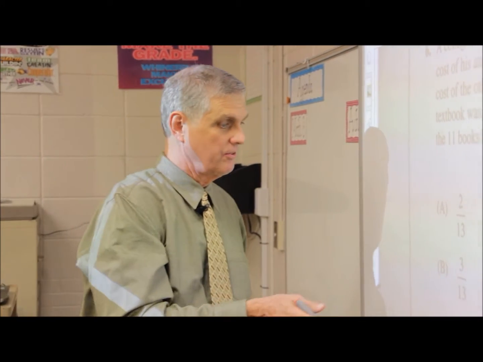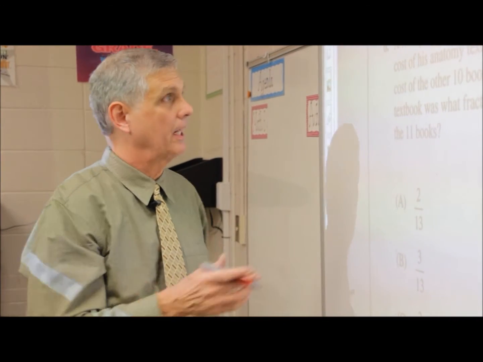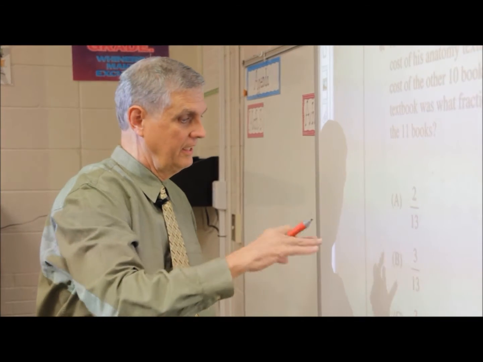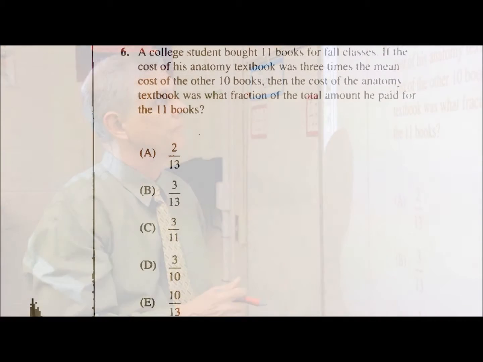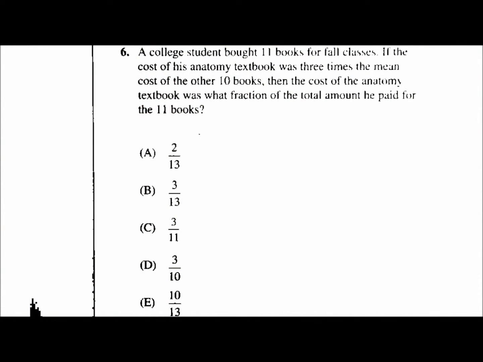Let's take a look at another problem. This one's a little tougher, and quite frankly, I'm surprised to just put a 6 by it, because it's kind of convoluted, and you'll see what I'm talking about as we work through this. A college student bought 11 books for fall classes. Now, if the cost of his anatomy textbook was 3 times the mean cost of the other 10 books, then the cost of the anatomy textbook was what fraction of the total amount that he paid for the 11 books?